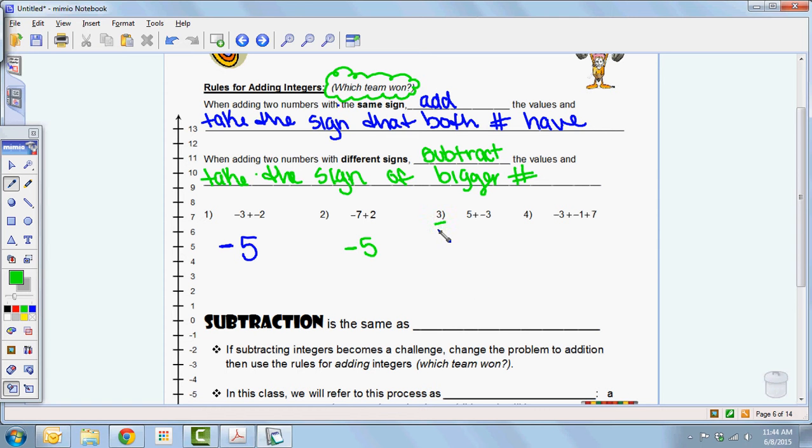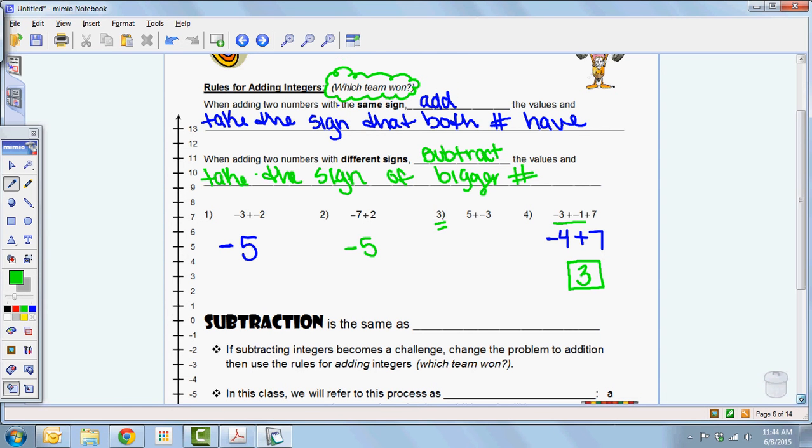Okay? I'd like you to try example 3. And let's talk through example 4 together because I have 3 integers here. So I have a -3. Let's start with just these first two numbers. -3 plus a -1, they have the same sign, so I'm going to add them together. 4, and since they're both negative, my answer is negative. And I'm going to bring down this +7. So now it's my other rule. Now I have different signs. So I'm going to subtract those two numbers and get 3, and then ask myself which team wins. Is it the negative team or the positive team? The positive team is bigger, so that's my final answer.